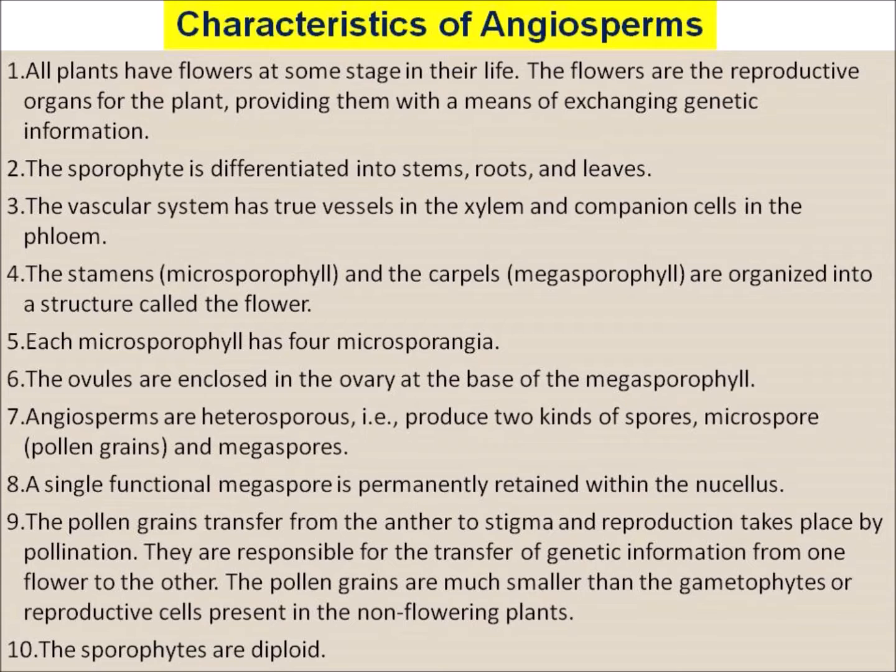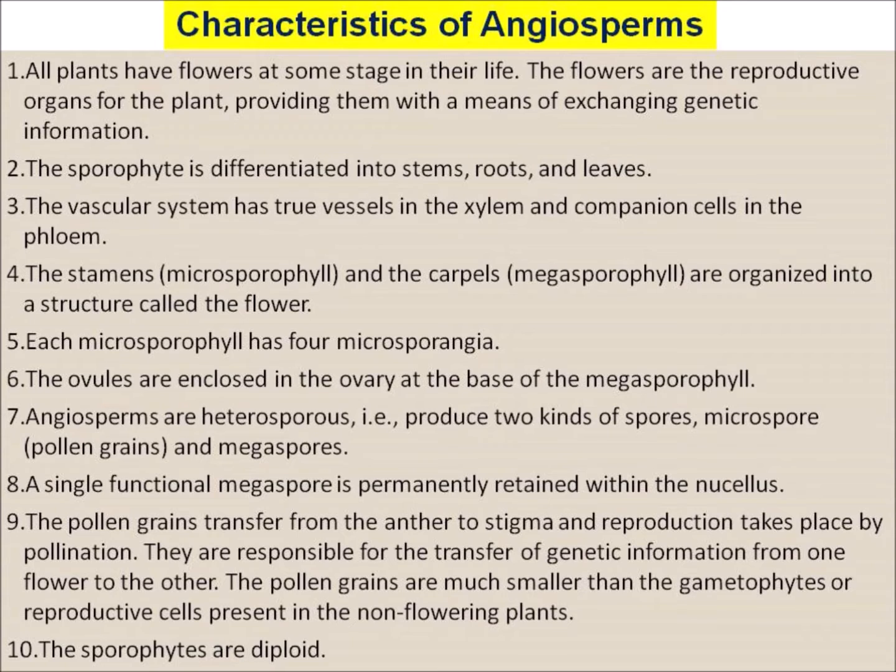Each microsporophyll has four microsporangia. The ovules are enclosed in the ovary at the base of the megasporophyll. Angiosperms are heterosporous, that means they produce two kinds of spores, microspores or pollen grains and megaspores or egg. A single functional megaspore is permanently retained within the nucellus. Pollen grains transfer from the anther to the stigma and reproduction takes place by pollination. They are responsible for the transfer of genetic information from one flower to another.